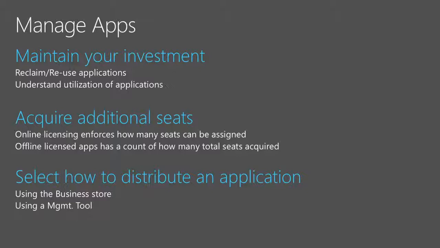Second, as Ford mentioned, to recap, you can acquire additional seats. So remember, the key point here is for online licensing, we do enforce how many licenses of an application are on there. For offline license apps, we do give you an indicator of how many seats were actually purchased for that application. That data is then synchronized into a management tool, so if you go over your quota, let's just assume you purchase 100 copies of an application, you're sitting at 110, well then, as an organization, you either need to reclaim 10 or go to the store and acquire another 10 for that application.